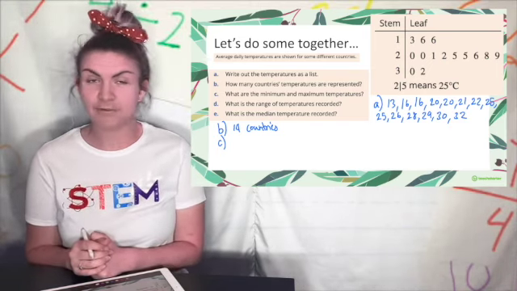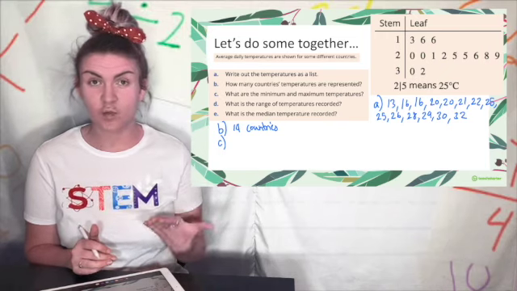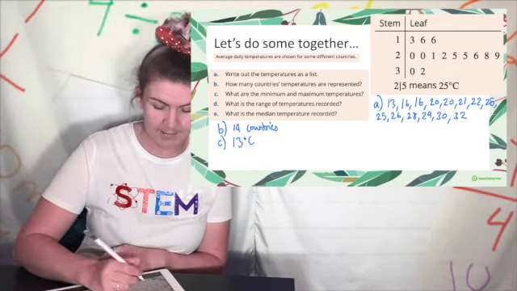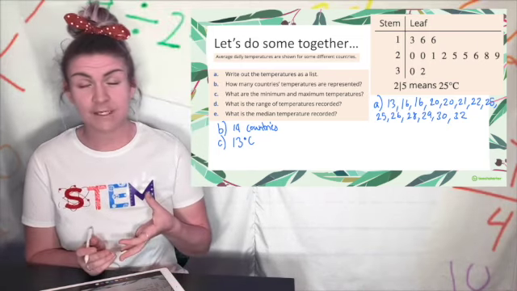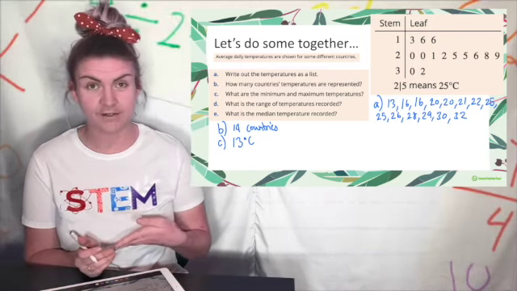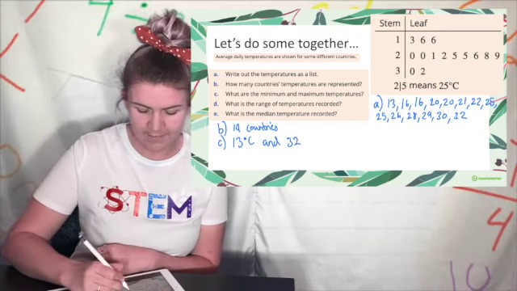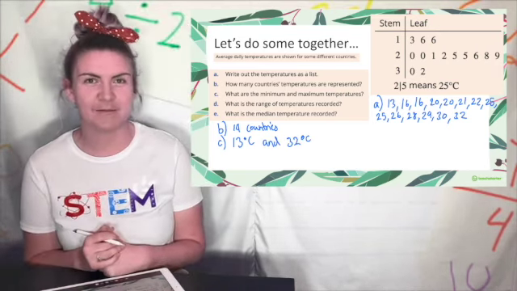C, what is the minimum and maximum temperatures? Well, my minimum temperature is going to come from my first stem, which is 1, and then the smallest number, which is 3. So that's 13 degrees is the minimum temperature. My maximum temperature is going to come from the last stem, which is 3, and the last number, which is 2. So 13 degrees and 32 degrees is my minimum and maximum temperatures.